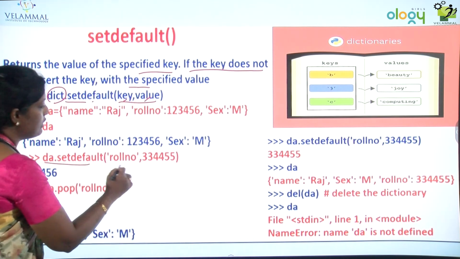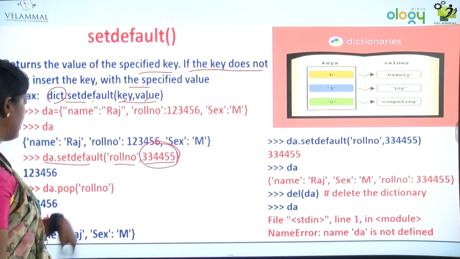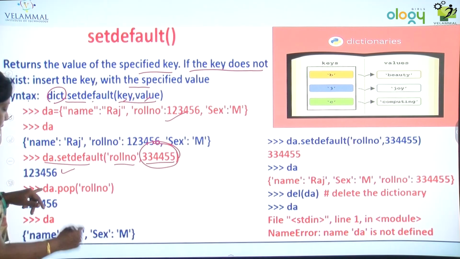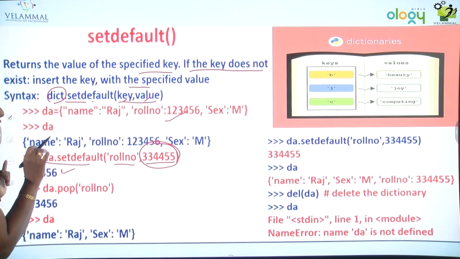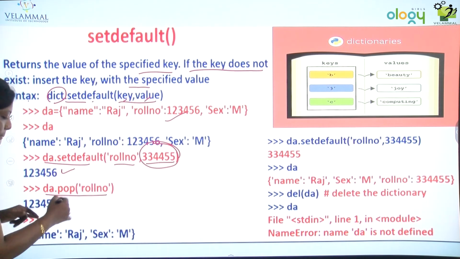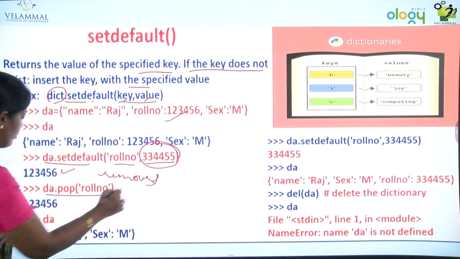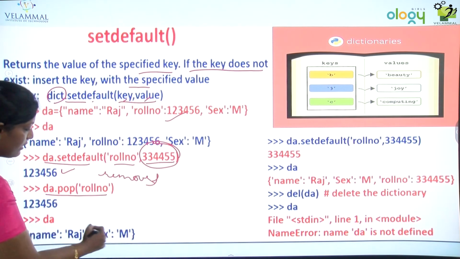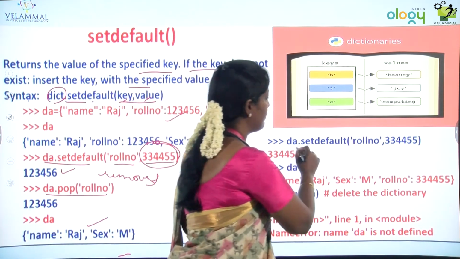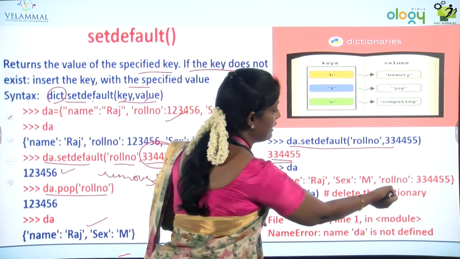Let me go on directly with the setdefault. See, I'm asking the roll number to be updated to this value. This has to be the default value for this roll number. What was previously there? 1 2 3 4 5 6. That has to be there. So in order to include this, what am I supposed to do? I have to pop out the roll number. Pop removes it, right? It removes the roll number, and then I'm checking. It has only two values. Three values have gone to two values. Again, I'm calling setdefault. When I'm calling setdefault, it is already included.